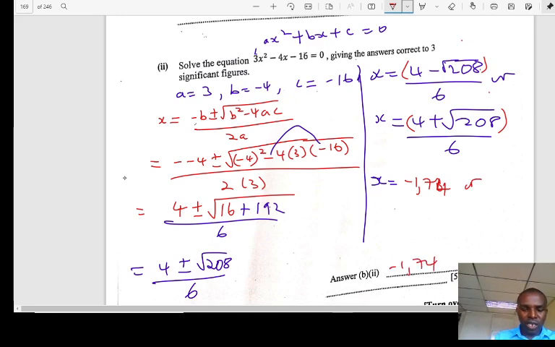So you say 4 plus square root of 208, equal sign, then you say divided by 6, 3.07. So 3.07, done.